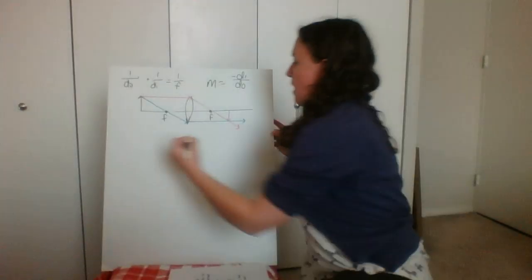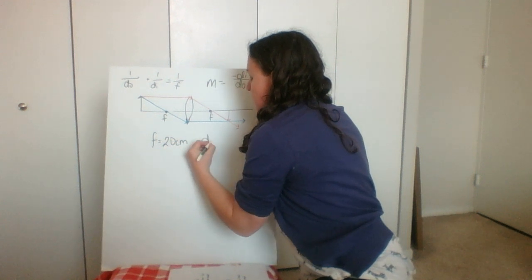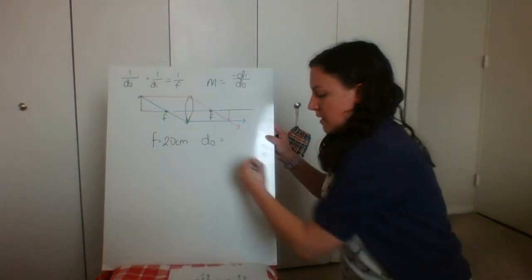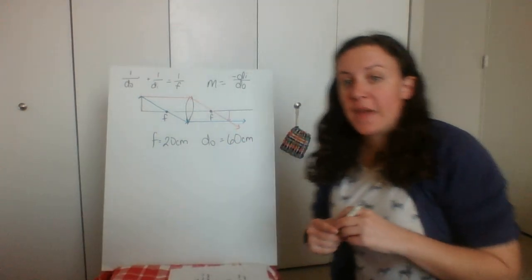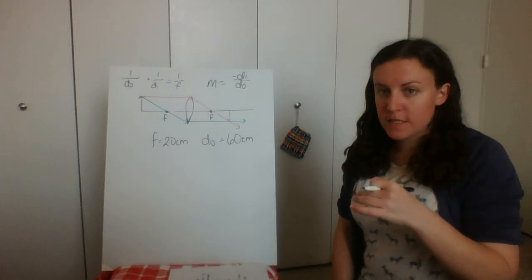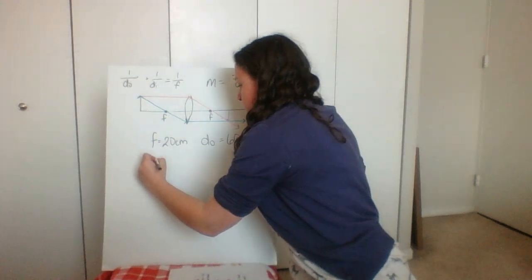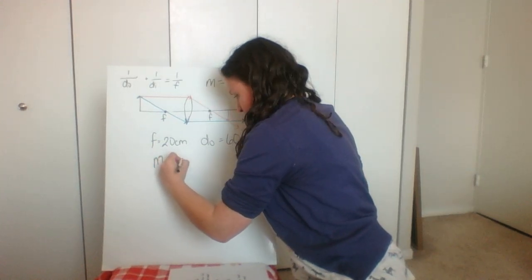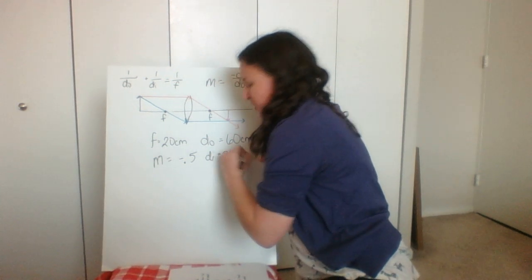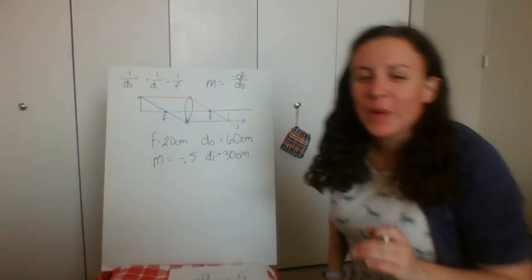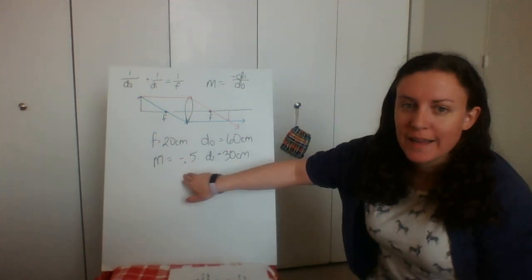I'm going to give you some math. Let's say the focal point is 20 centimeters, and your distance for your object is 60 centimeters. I want you to find DI and magnification. So pause the video, find DI and magnification using our two equations. I shouldn't say new equations, they're old equations. But here's what you should get. You should get DI equals 30 centimeters and your magnification is negative 0.5.